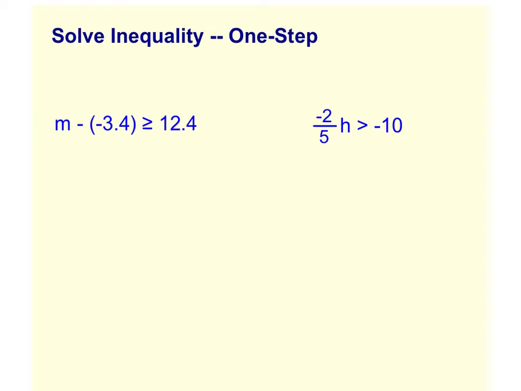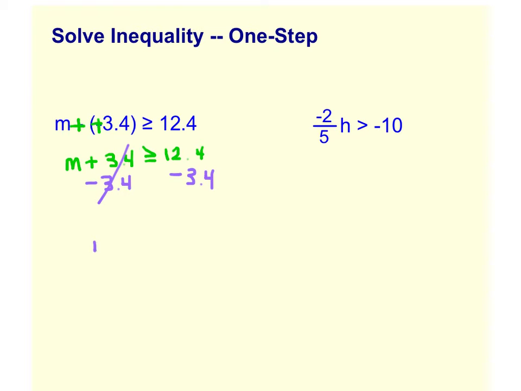actually have to do is notice that you have minus a negative. So anytime you subtract a negative, you make those plus, that's adding the opposite sign, and really we're looking at m plus 3.4 is greater than or equal to 12.4. To undo adding 3.4, over here on the left we're trying to get m alone. We will subtract 3.4 from both sides.